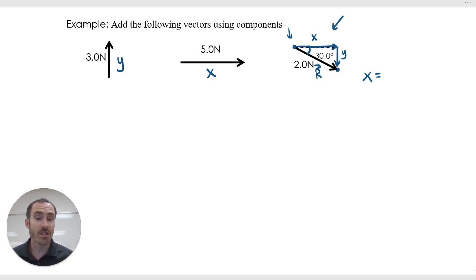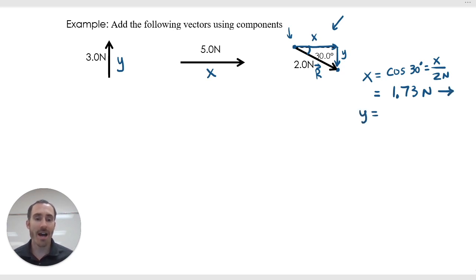X is going to be cosine again. So this is cosine of 30 degrees equals x over 2 newtons. And then we're going to go 2 times the cosine of 30. And so x is going to be equal to 1.73 newtons, and that's in the east direction.